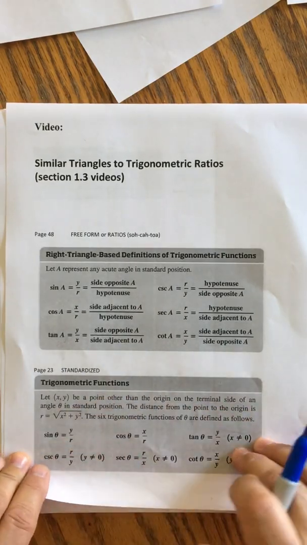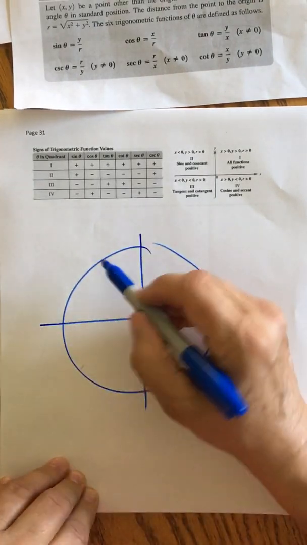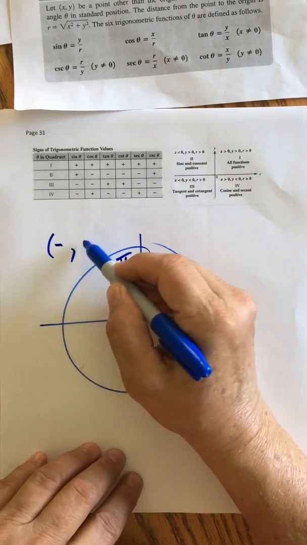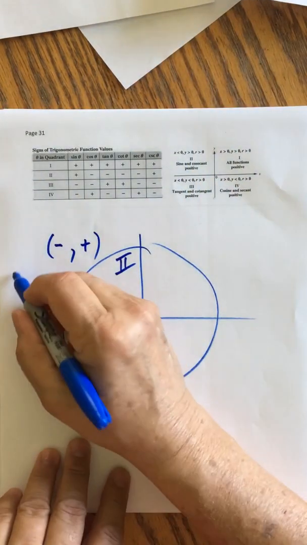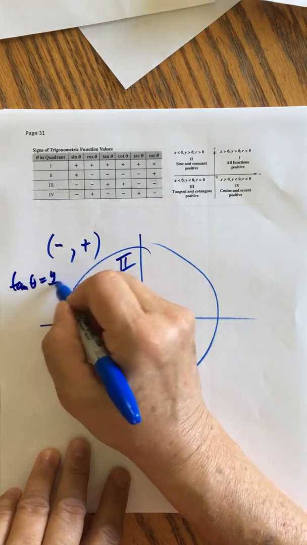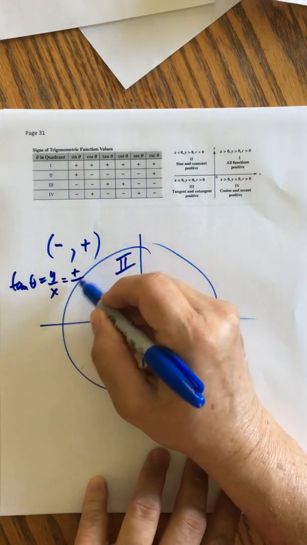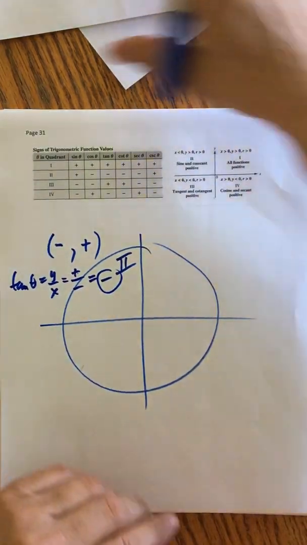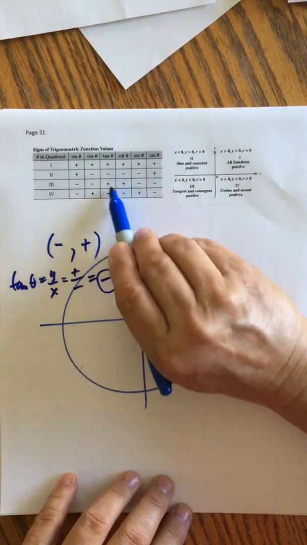But if I know these really well, then if you say to me, okay, I'm in quadrant 2, and in quadrant 2, I know that x is negative, and y is positive. So if you ask me about tangent, which is y over x, well, the y is always positive, the x is always negative, so I'm going to have positive divided by negative. A positive number divided by a negative number is always negative. So tangent in quadrant 2 is always negative, right there.